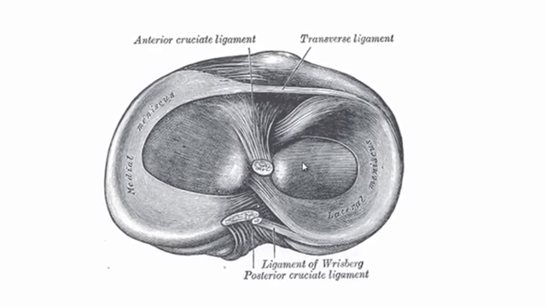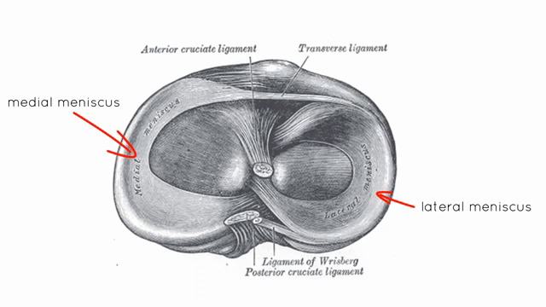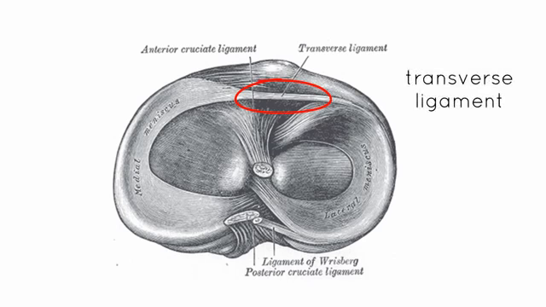We're looking at the exact same view. We're looking superiorly at the tibia, at the tibial plateau, with anterior up here, posterior down this side. You can see these crescent shaped menisci. You've got a medial meniscus and a lateral meniscus, and you can see how they attach in this central intercondylar region. You've also got the anterior cruciate and posterior cruciate ligaments attaching in this intercondylar region. You can see anteriorly that there's this ligament which connects the two menisci. This is called the transverse ligament.